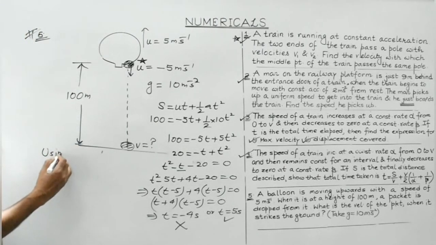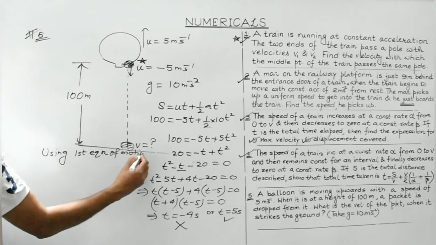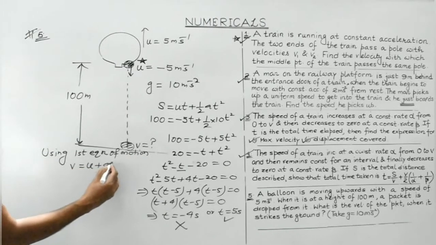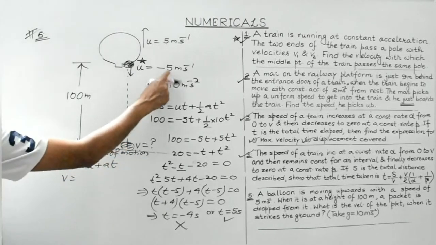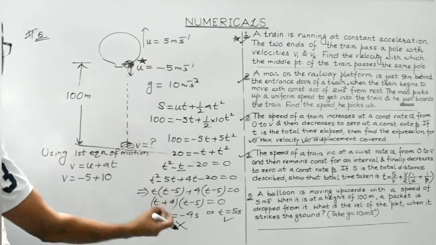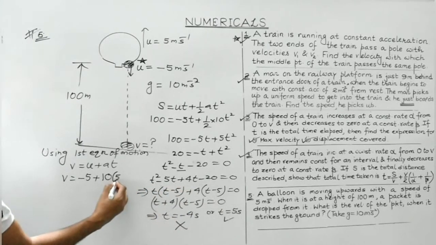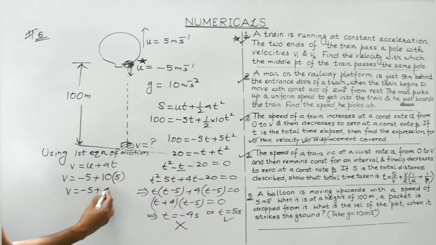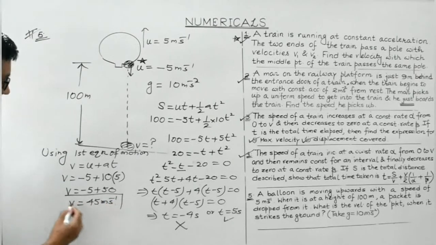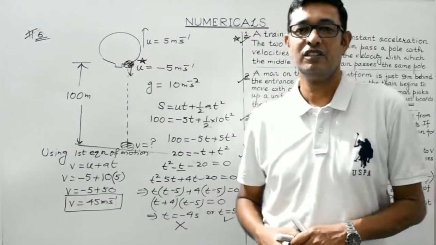Using the first equation of motion, we get v is equal to u plus at. Therefore, initial velocity is minus 5, a is plus 10, that's coming downward, and time, just now we have evaluated, is 5 seconds. So v would be equal to minus 5 plus 50. So it is equal to 45 meter per second. Students, this is the velocity with which the packet will strike the ground, isn't it?